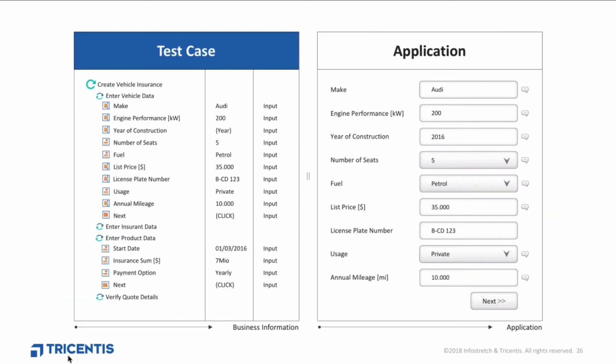Let's have a look at what a test case looks like in Tricentis Tosca. Here's a typical UI test as it would look in Tricentis Tosca on the left-hand side and the corresponding application on the right-hand side. As you can see, they look pretty similar, and it should be straightforward for anyone to determine what's really going on within the test case. Okay?